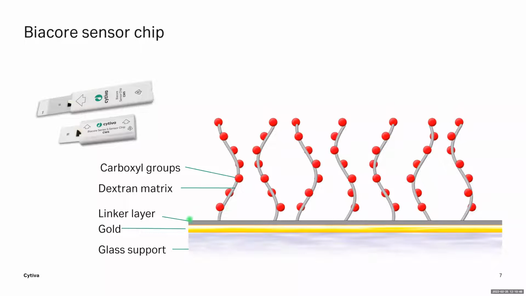Most of our sensor chips will then have an alkane thiol linker layer on top of the gold to minimize non-specific binding of biological molecules to gold. And then finally, on top of the alkane thiol linker layer, there is usually a carboxymethyl dextran surface. The dextran itself is unbranched and fairly inert with respect to biological activity. The carboxyl groups provide a suitable attachment point through a variety of coupling chemistries, amine, thiol-based, or aldehyde-based, to put your ligand on the chip surface.